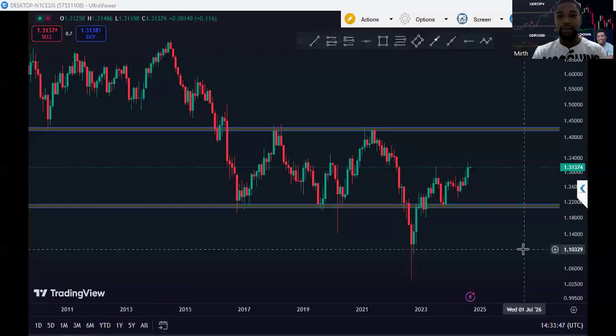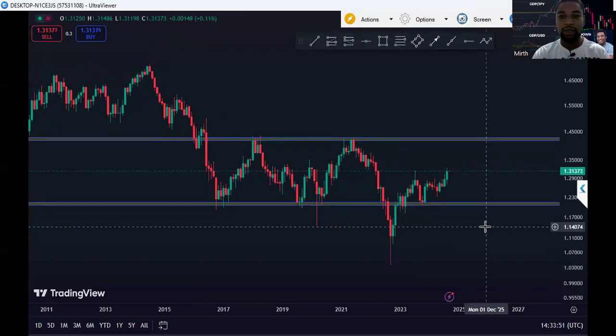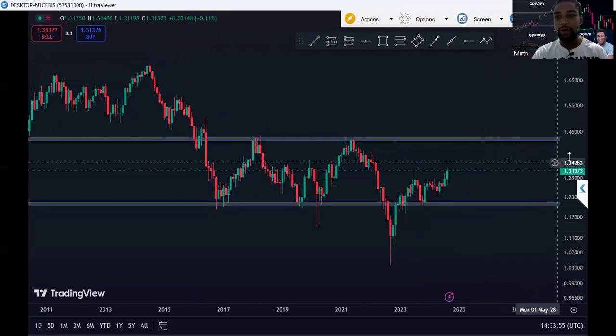Hi guys, this is GBP USD. I'll be analyzing GBP USD from the monthly time frame.